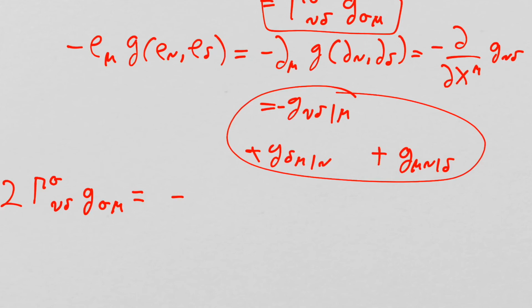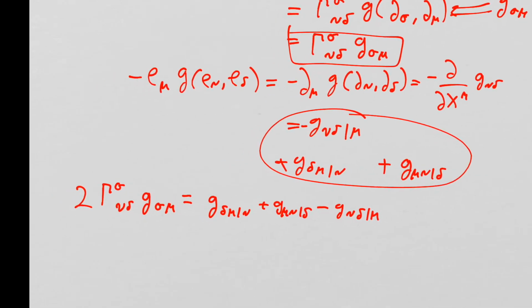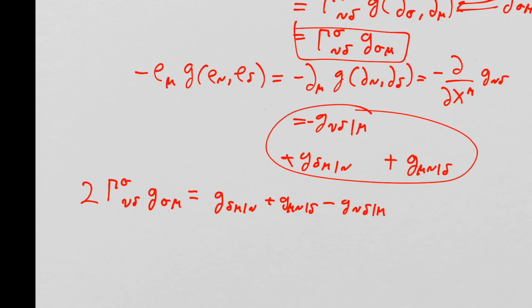That's a plus and a plus. You just put the plus guys first, and we'll get G delta mu nu plus G mu nu delta minus G nu delta mu. So we have that, which I will just get rid of the 1/2, and I will put that 1/2 right here. And let's move this away a little bit to make it a little bit clearer.